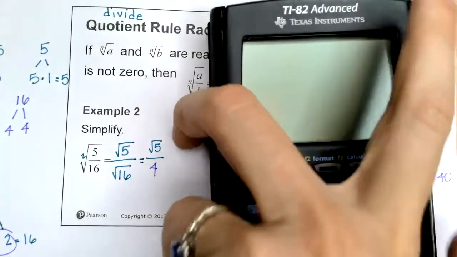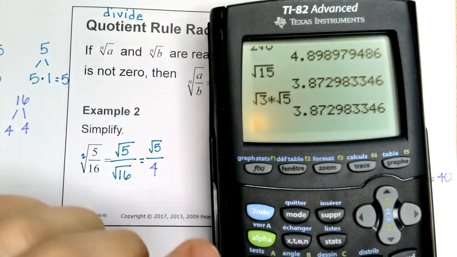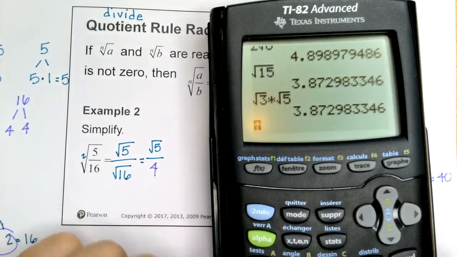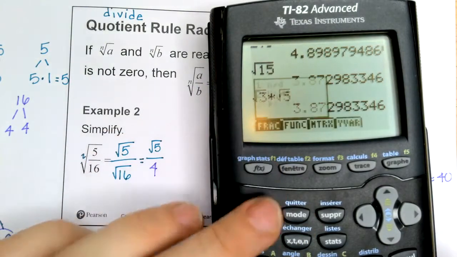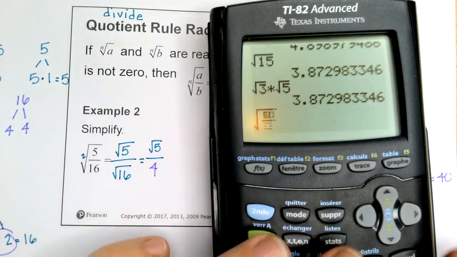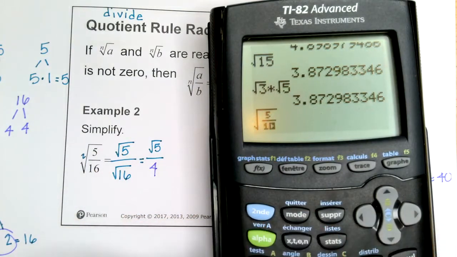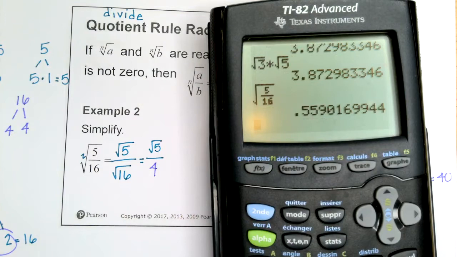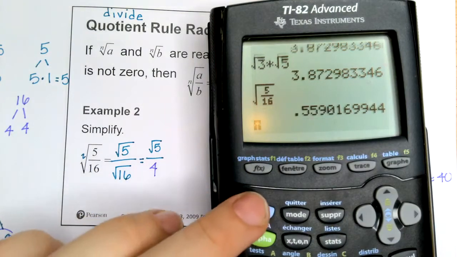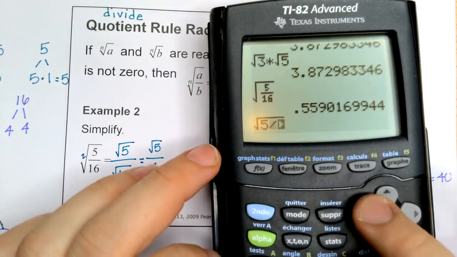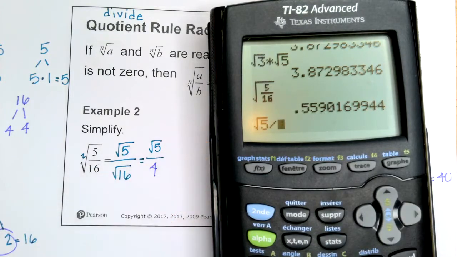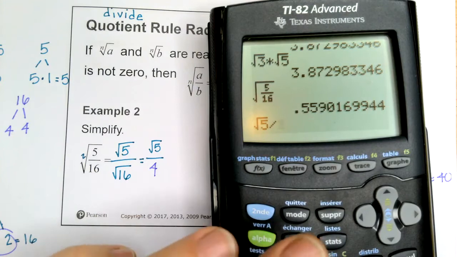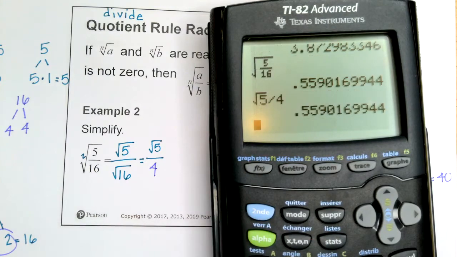We can check that. Let's do this first one. The square root of 5 over 16 is the same as the square root of 5 divided by 4. We get the same number. Good.